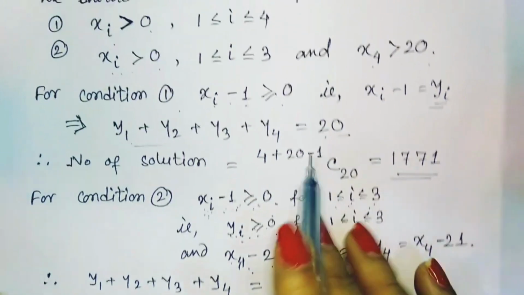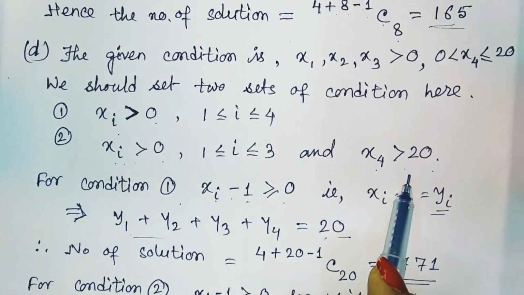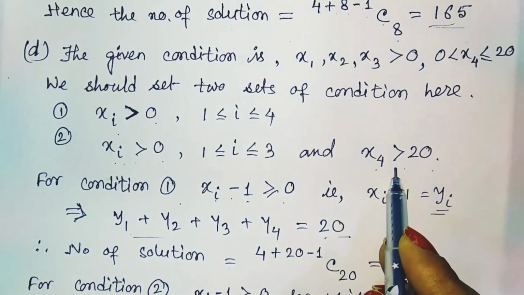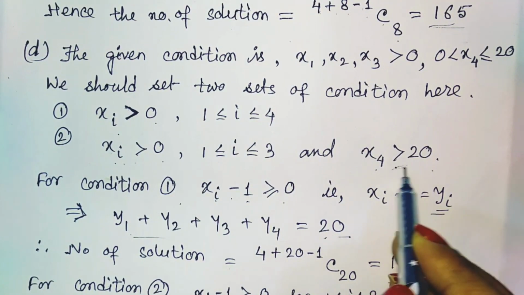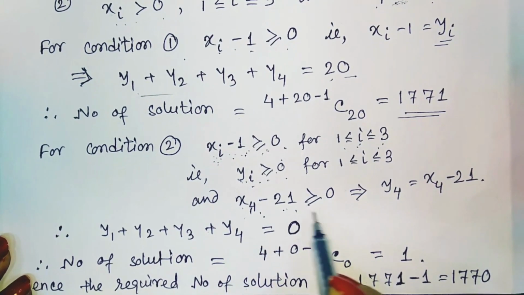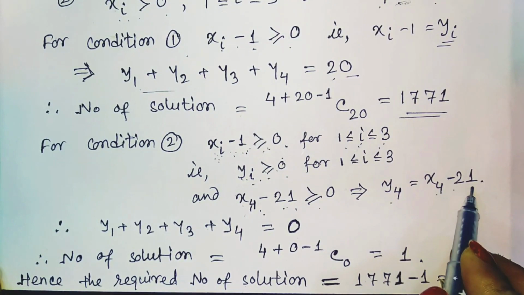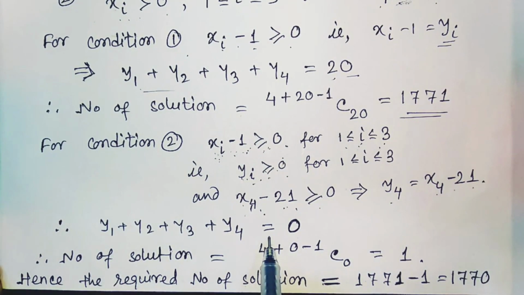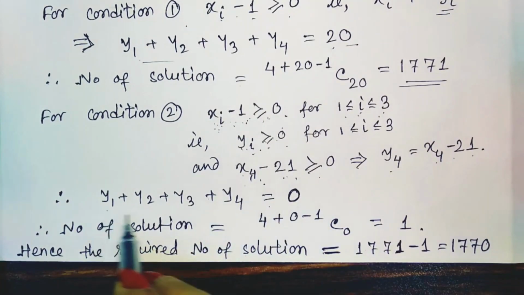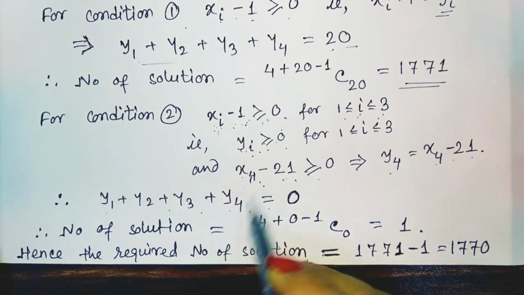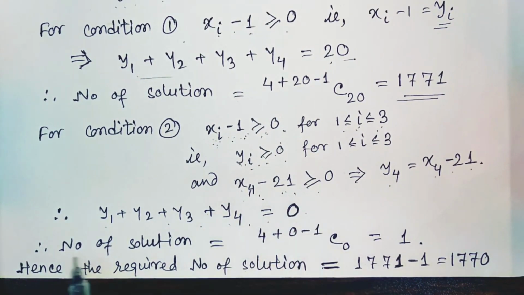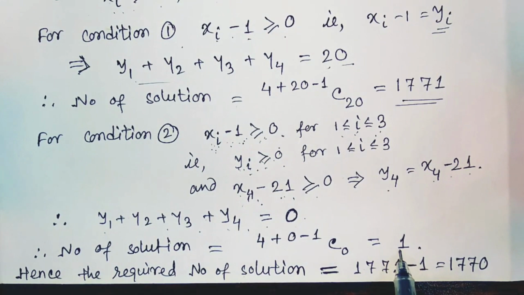So if you want to make it greater than equals to 20, then our condition should be greater than equals to. So if you want to make it greater than equals to, then it should be 21. So x4 minus 21 is greater equals to 0. Hence y4 is x4 minus 21. Now if you replace accordingly, then we will find out y1 plus y2 plus y3 plus y4 is equals to 0. Therefore, the number of solution is 1 definitely.